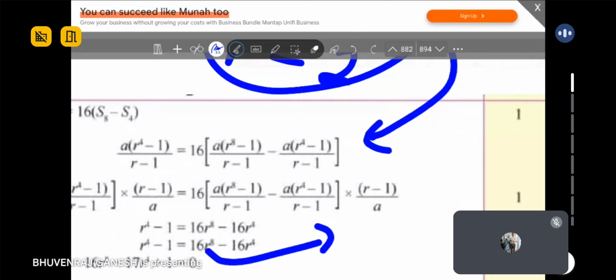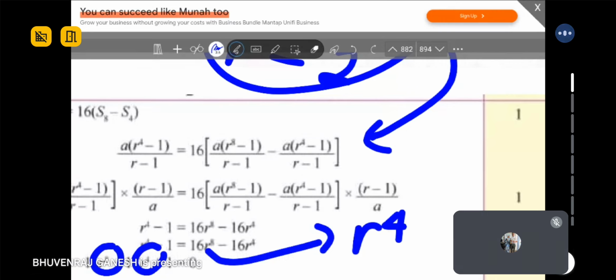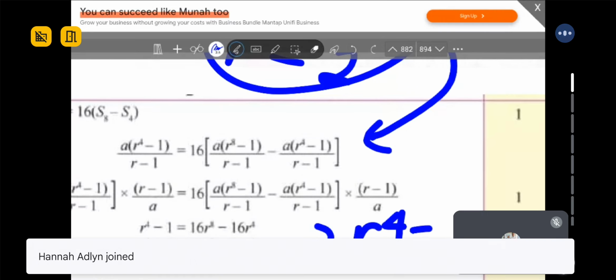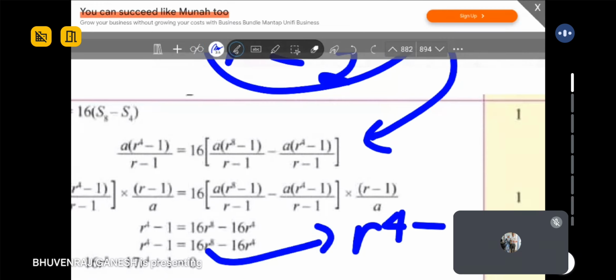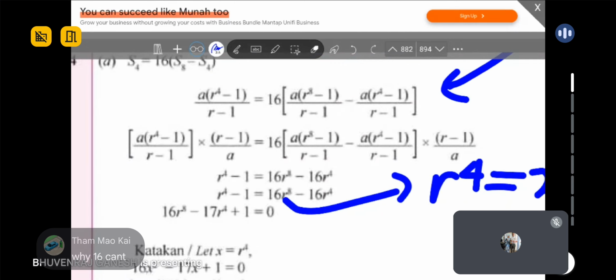Okay, so usually right guys, we will do this assumption. R power 4 correct. Okay guys, the answer is R power 4. R power 4 is the common term. Guys, can you see? R power 4 is a factor of R power 8. Betul? And R power 4 is also a factor of R power 4. Okay, so you can do an assumption. R power 4 is equal to X. Kamu buat anggapan ni. Okay, so why I do like this? Because I want to get the quadratic equation.